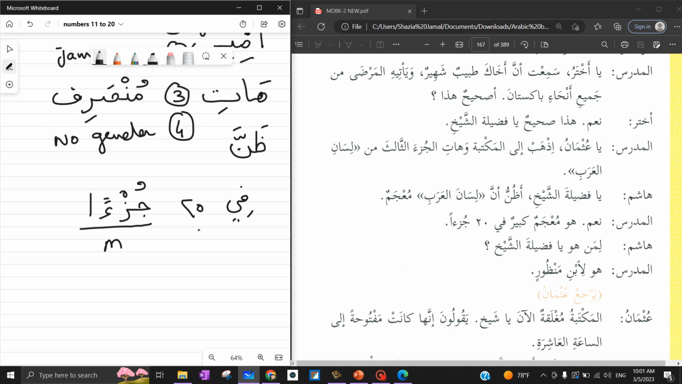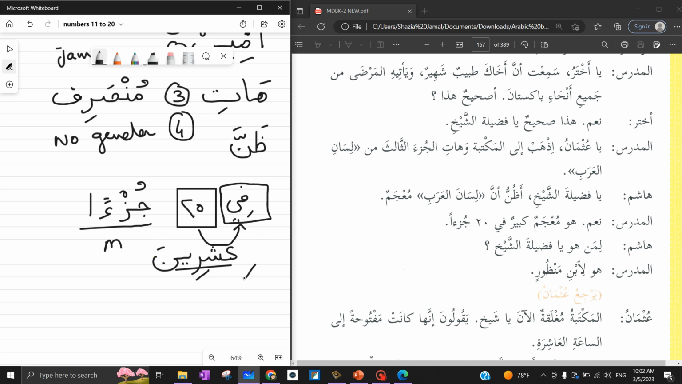Now since we know we should check the thing before the amil. In this case, fi harf jar is the amil. Because of this harf jar, the name of this number will be in majroor case. So what will we put? Since we know the name of the number 20 is ishrun and it is jama muzakkar, jama muzakkar in majroor case will be ishreen, with a ya and noon. So this is how we will decide. So the number name will be fi ishreena juz'an.